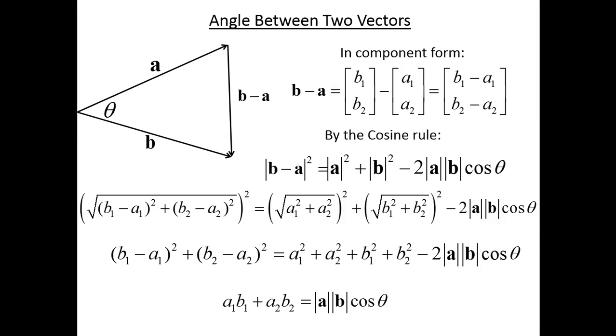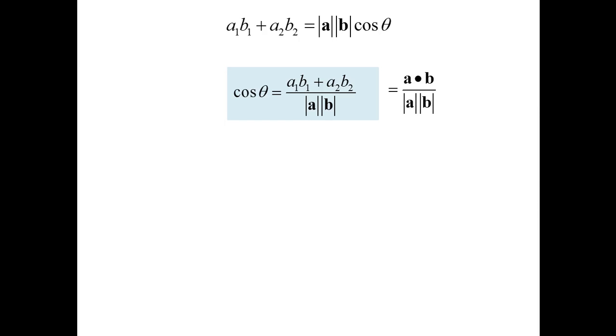Remember, our goal here was to come up with a formula that we could use to find the angle between the 2 vectors, which we called theta. All we're going to do is just rearrange this and solve for cosine theta. Cosine theta is equal to A1 B1 plus A2 B2 divided by the magnitude of A times the magnitude of B. Now think about what is A1 B1 plus A2 B2. Just mentioned that in the earlier slide. That's just the dot product between A and B.